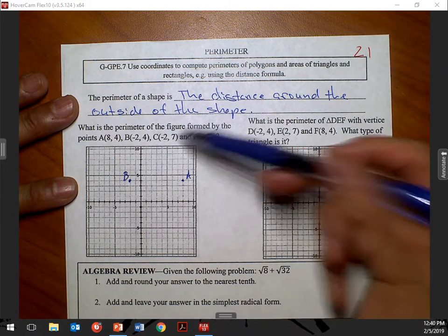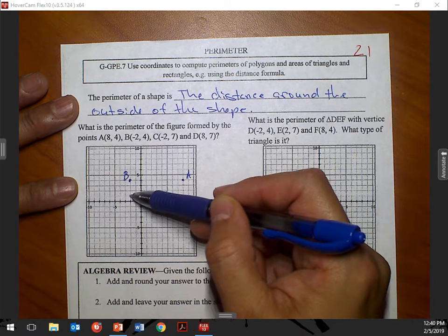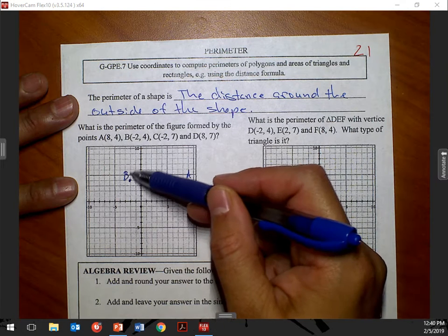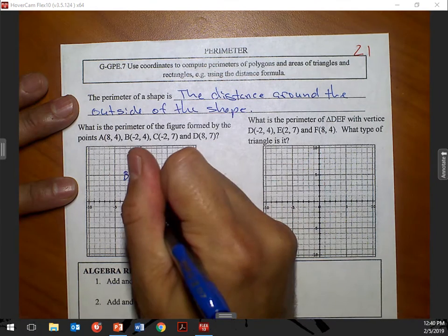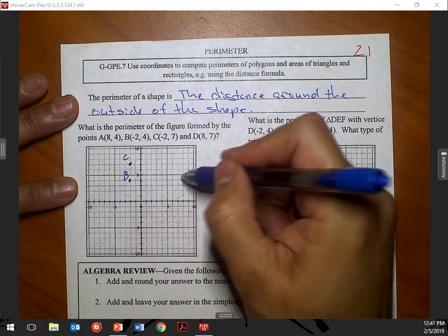C is negative 2, 7. 1, 2, 3, 4, 5, 6, 7. And D is 8, 7.